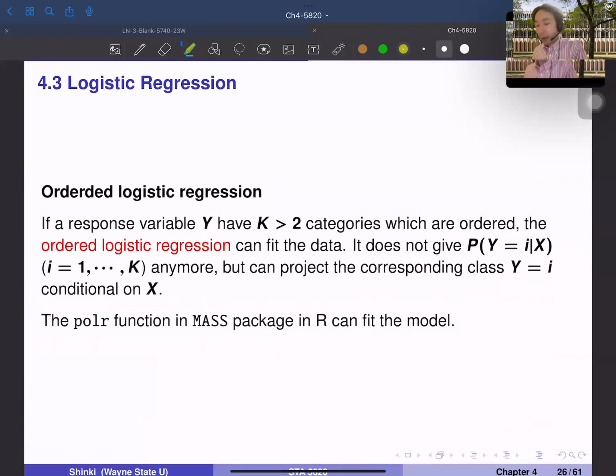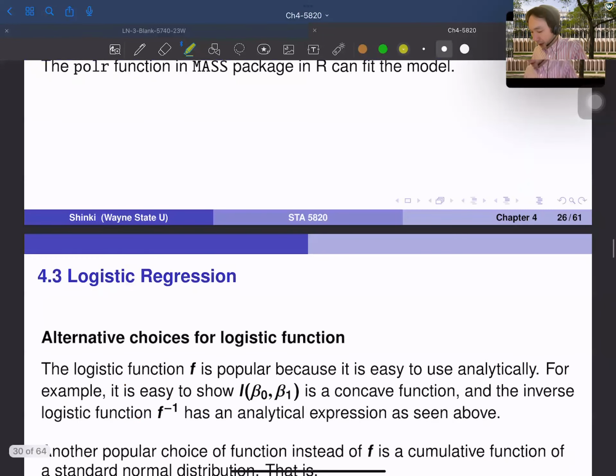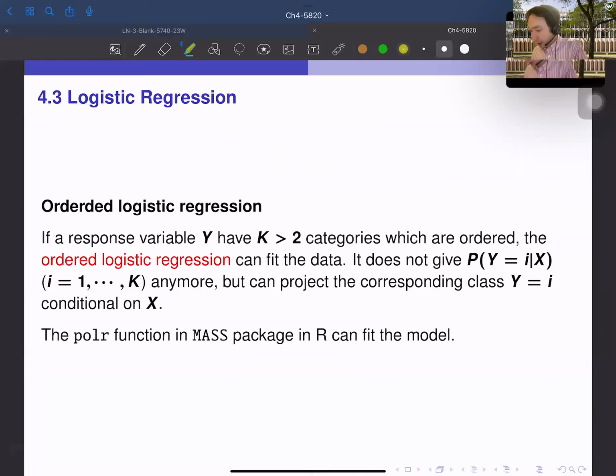And the last one is ordered logistic regression. If a response variable y has more than 2 categories which are ordered, we can use so-called ordered logistic regression. So it has more prior information about the categories. It does not give the probability of y equals i anymore, but it can predict the corresponding class y equals i conditional on x.